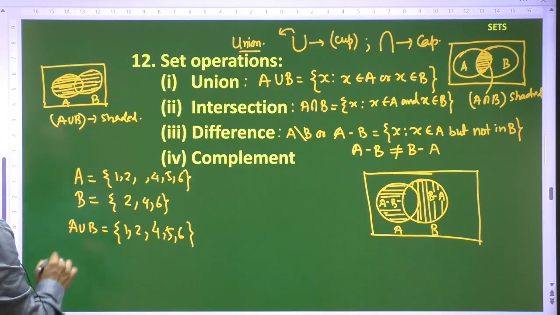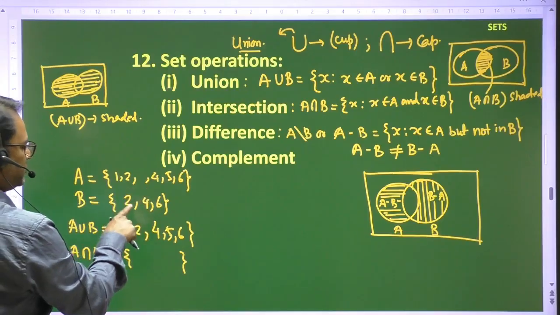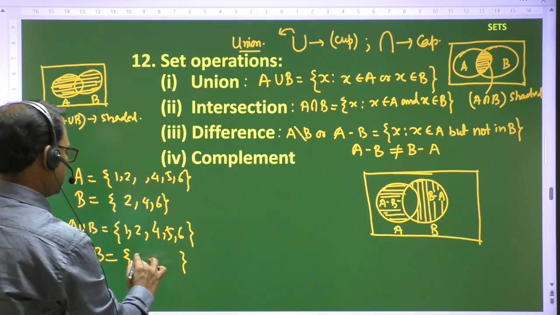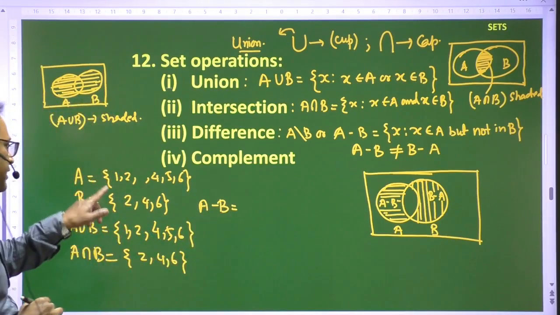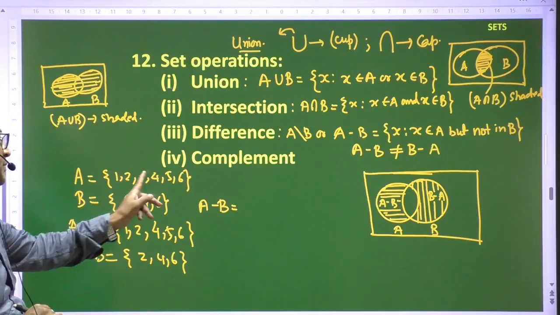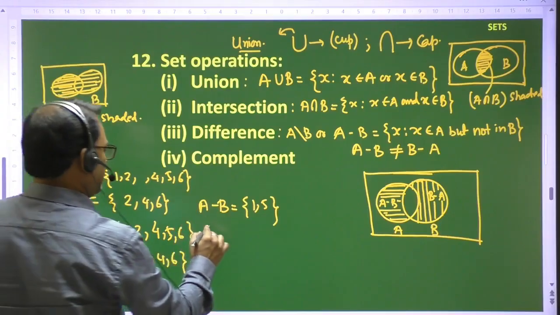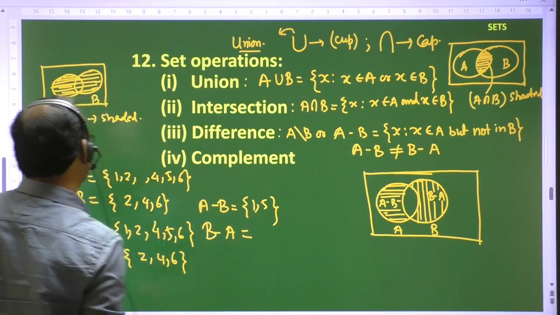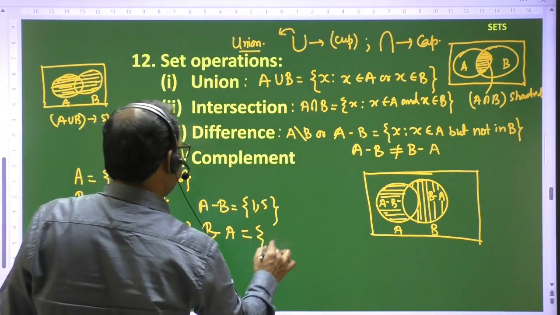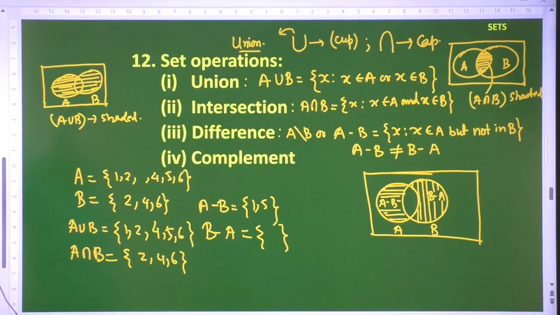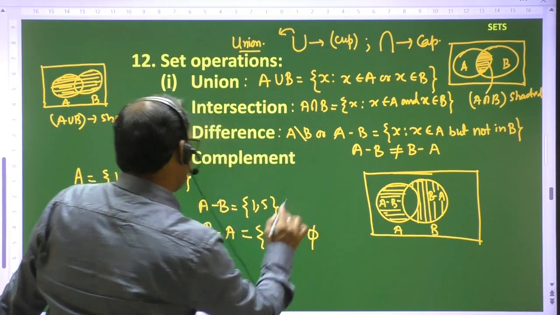Okay, now coming to A intersection B, only the common elements you have to take. In both the sets you notice that 2 4 6 are present, so 2 4 6 is the common element. Now A minus B: from A subtract the elements of B. 2 4 6 you have to subtract, 1 5 left. So 1 and 5 are the elements of A minus B. Now calculate B minus A: from B subtract the elements of A. If you subtract 2 4 6, nothing will be left in B. Is it clear? Here you notice that 5 comes because B is a subset of A.